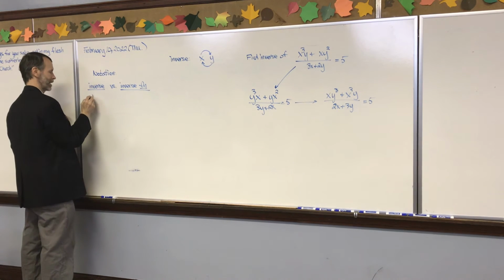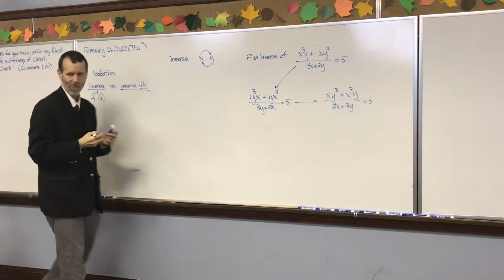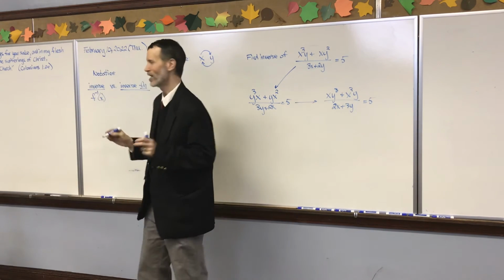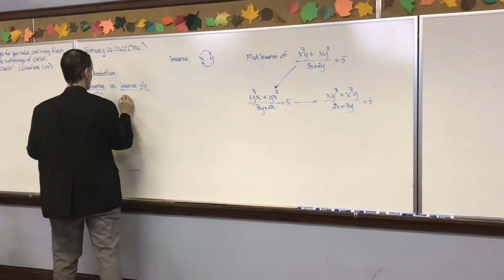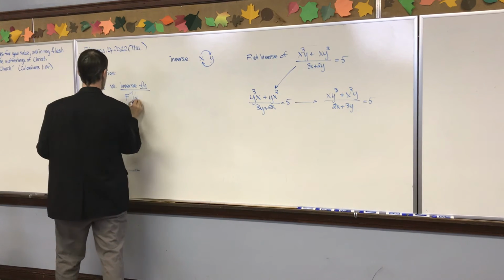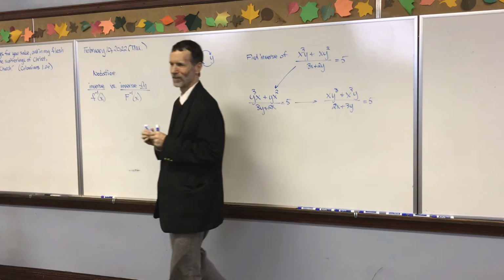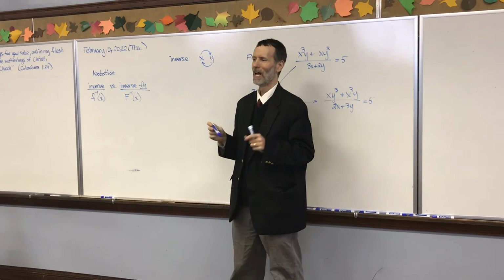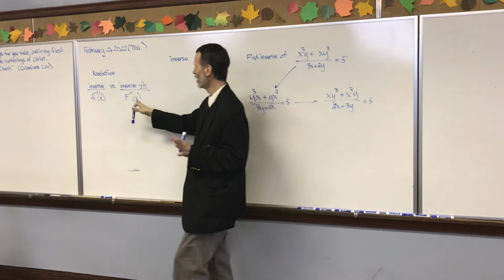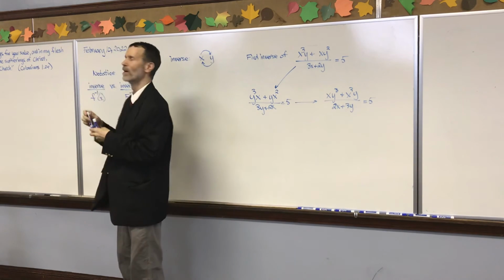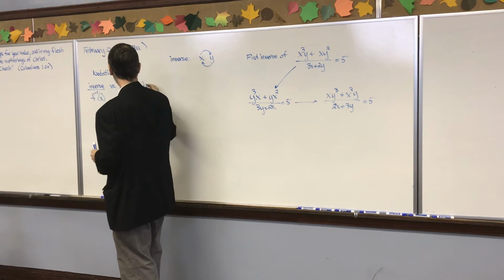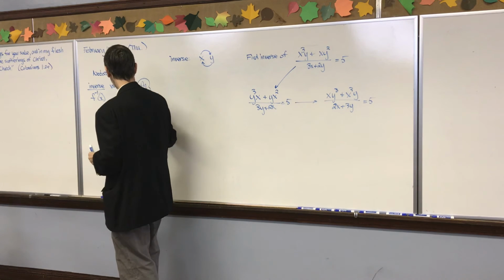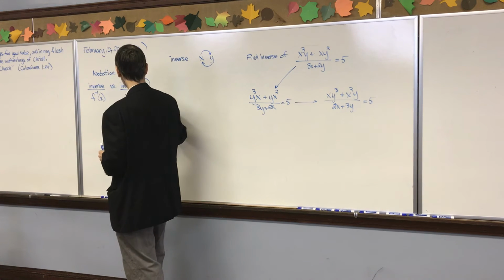Here's what an inverse looks like. Here's the notation for an inverse function. Difference is capital letter. They reserve a capital letter for inverse functions. Oops, there's a bad circle. They use a capital letter.